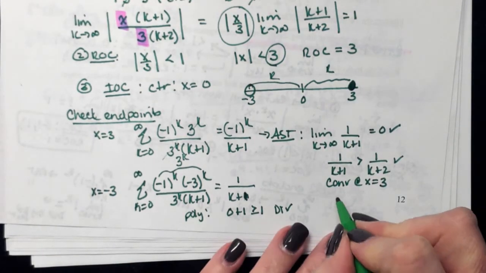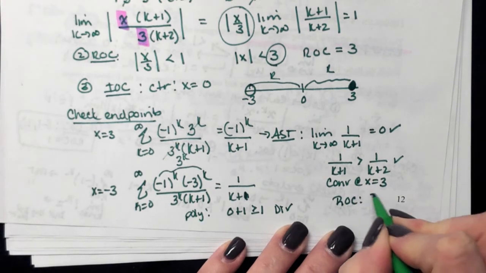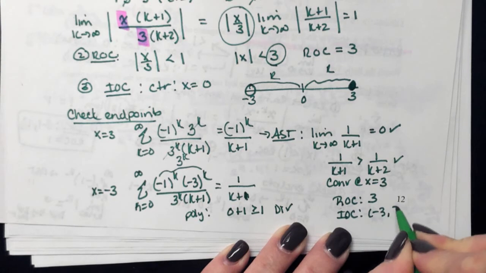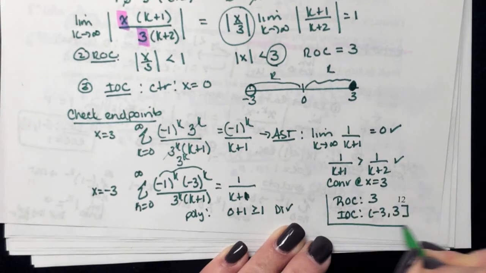So my radius of convergence is 3. My interval of convergence is going to go from -3 to 3 with a bracket.